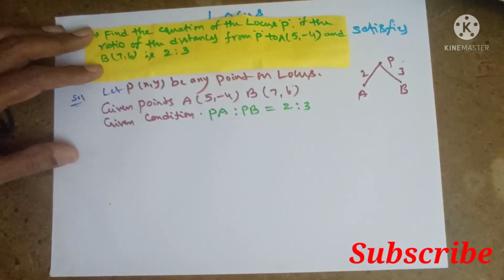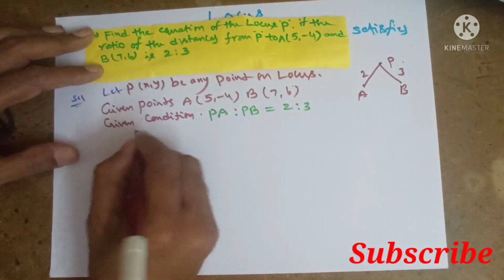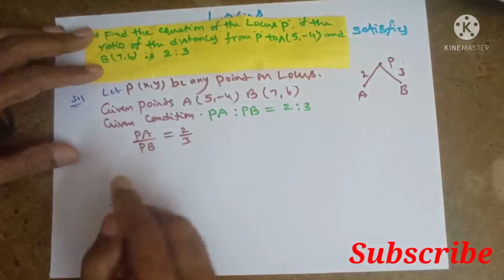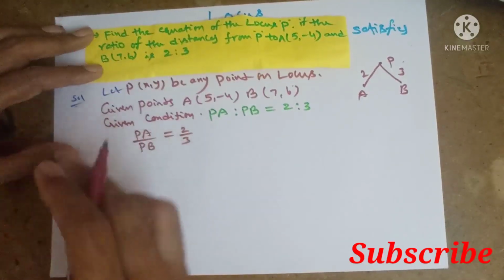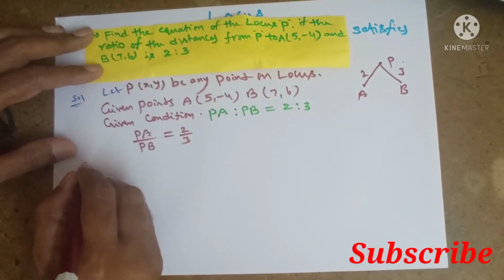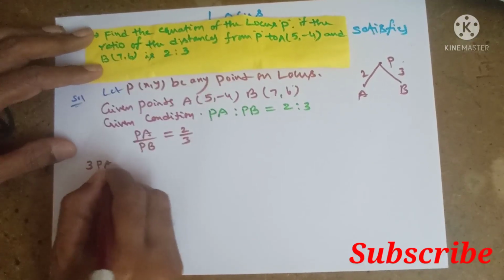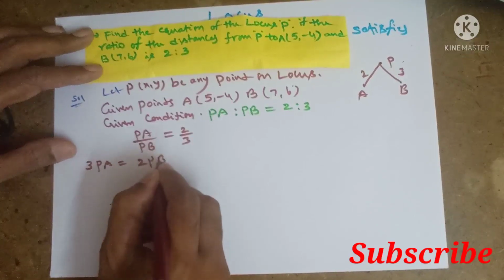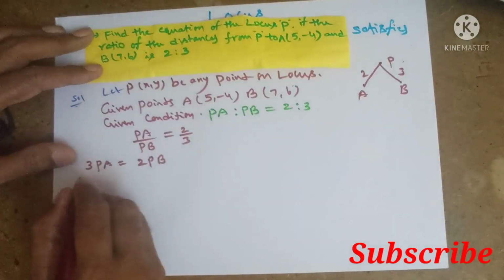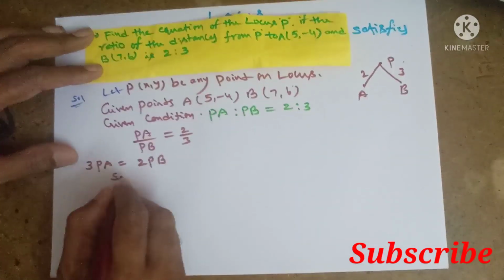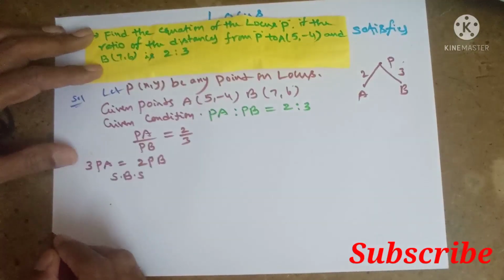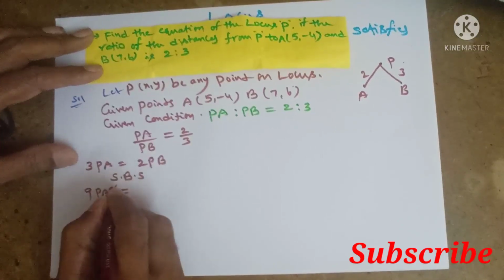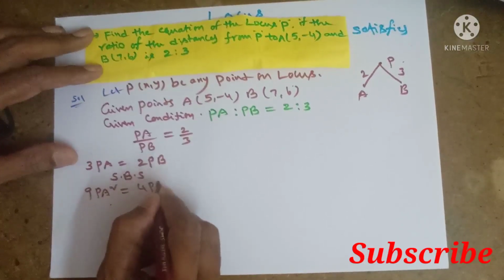So this is PA by PB is equal to 2/3. Now cross multiplication. 3PA is equal to 2PB. Squaring on both sides, SBS means squaring on both sides. 9PA square is equal to 4PB square.